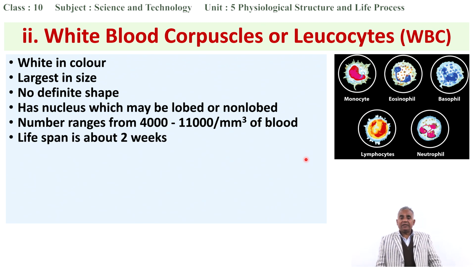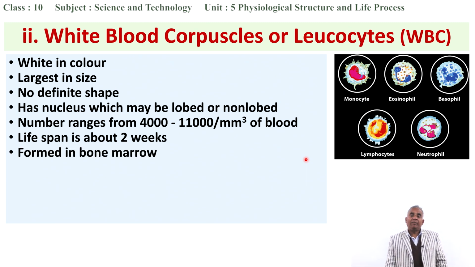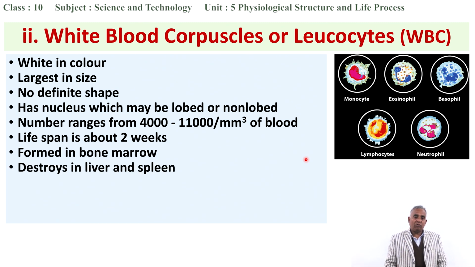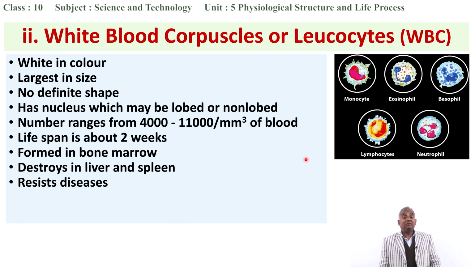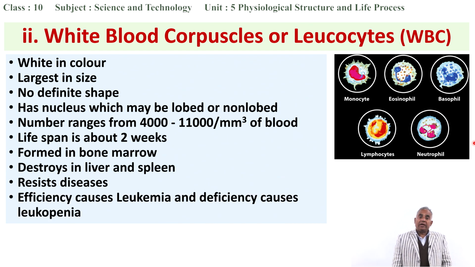Lifespan is about 2 weeks, shorter than RBC. It is formed in bone marrow, both yellow bone marrow and red bone marrow. It is destroyed in the liver and spleen, as with RBC. It resists diseases. All of them resist disease in different ways, and I will introduce you to those ways. Its number, I told you, may increase.